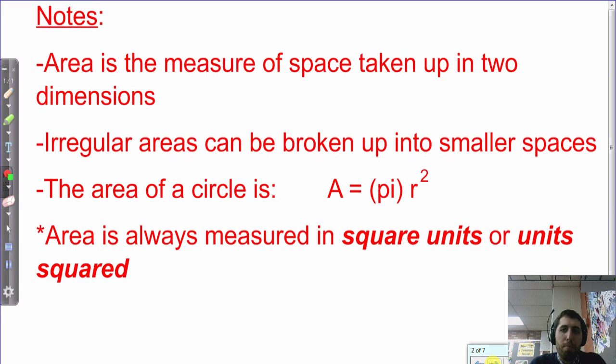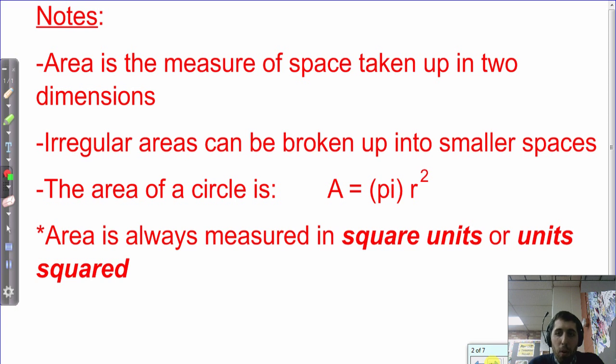Area is the measure of space taken up in 2 dimensions. So we're measuring 2 dimensions like a flat surface on a given plane. We're trying to see how much space is taken up. So we talk about an area rug or the area of a room, and that's just a flat space. I like to imagine you have these little square foot or square meter pieces of paper, and you lay them down and see how many you could lay down on a flat surface. So that's just what area measures.